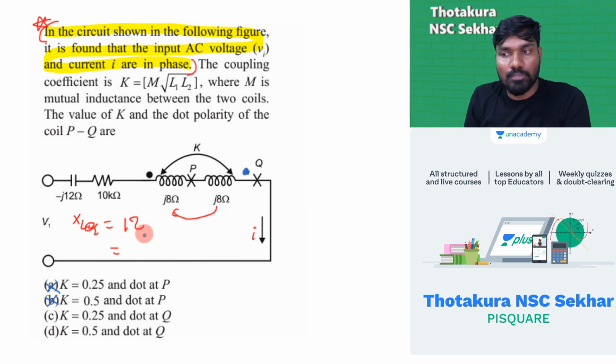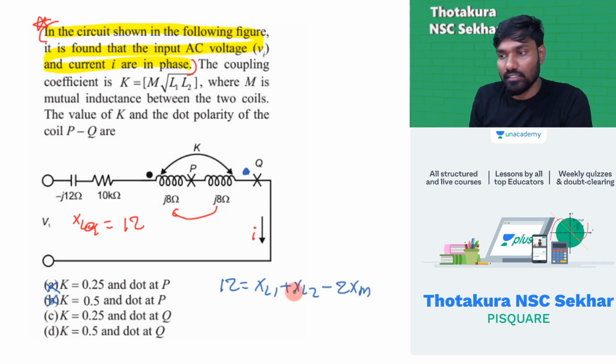So XL equivalent must be 12. 8 plus 8, that is 16. I am writing directly: L1 XL1 plus XL2 minus 2XM. Let me write the formula here, that's better, I think. 12 equal to XL1 plus XL2 minus 2XM. So this is 16. You will get XM is equal to 2 ohms.